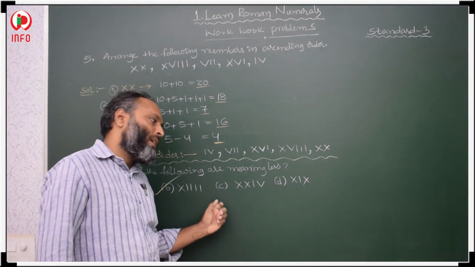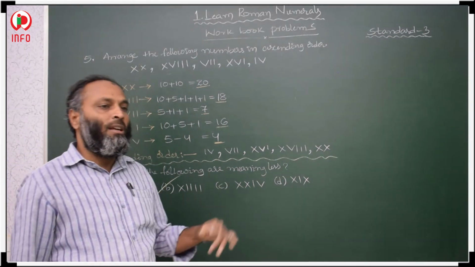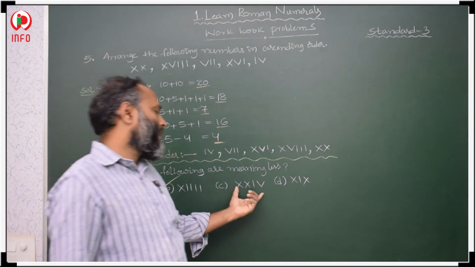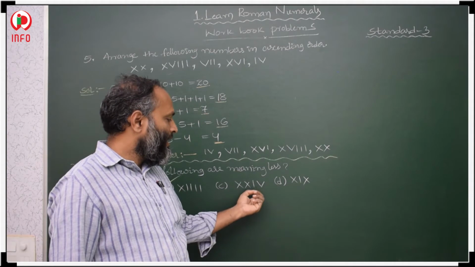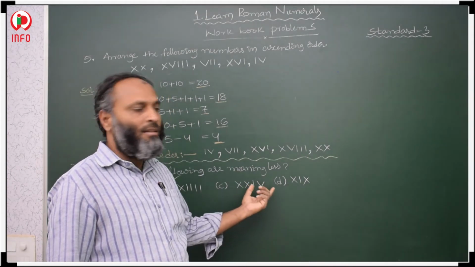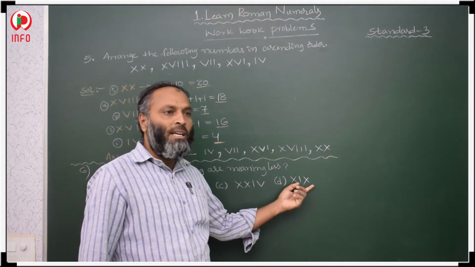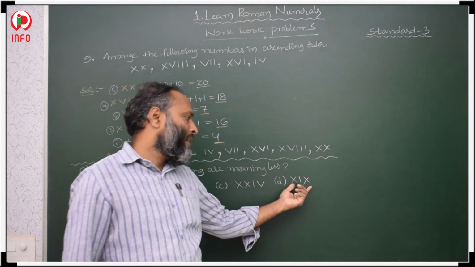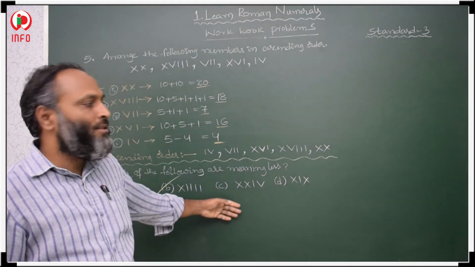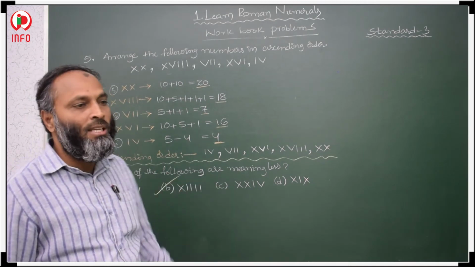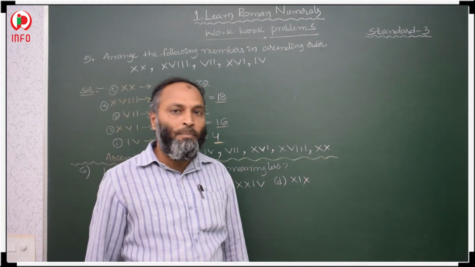According to the rules, we have to decide which one is meaningless and which one is correct. This is correct: X repeats 2 times and I is there before V. So it's correct. XIX is also correct. It represents 19, and the other represents 24. So these 2 are correct and these 2 are meaningless.